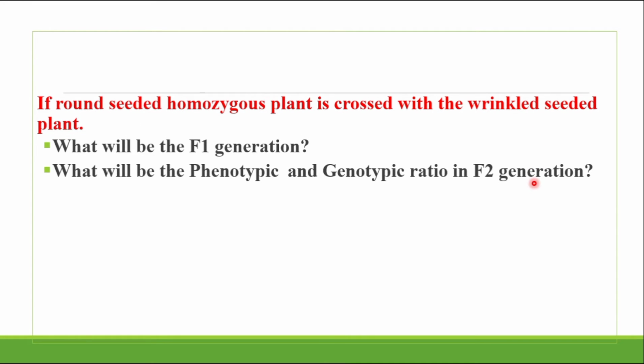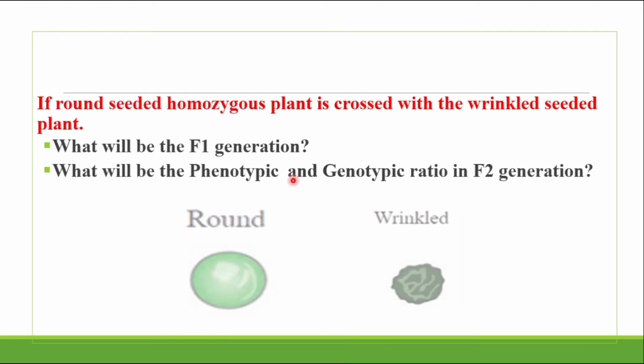Let us take another example. What's another example? If the round seed homozygous plant is crossed with the wrinkled seed, what will be the F1 generation and what will be the phenotype and the genotype ratio in the F2 generation when these two seeds, a round and a wrinkled, are crossed with each other? Again there is selecting only one of the heritable characteristics, that is a monohybrid cross.